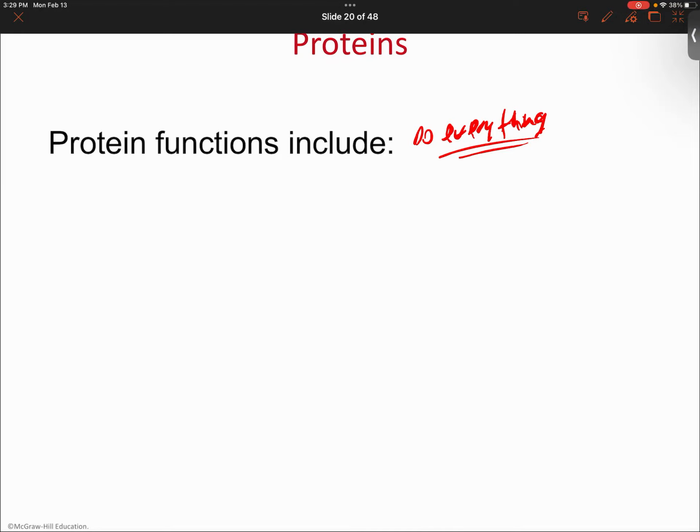Actually, most of your muscle is protein. So myosin is protein, actin is protein. The structure of your muscle is made out of protein. So pretty much anything your cell does, anything your body does, the proteins are the ones doing all the heavy lifting.